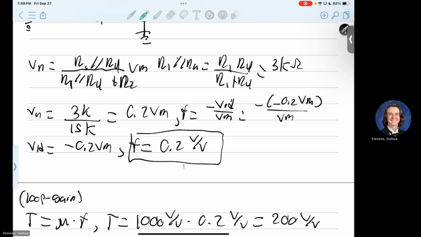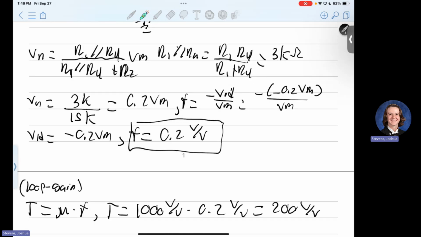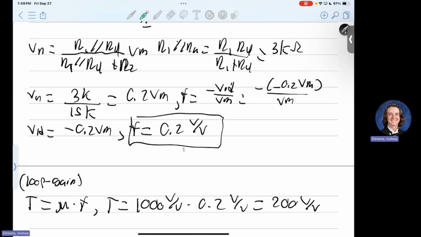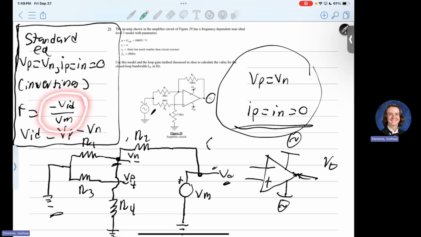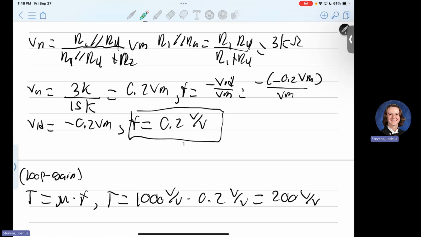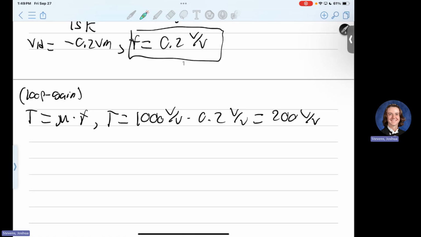So, what is it? F equals negative VID. VID we already found out to be negative. Negative times a negative equals positive. So the equation for feedback is literally negative VID over Vm. Based on the equation VID equals negative Vn, we found Vn, made it negative, made it positive. Sweet. Okay, so this equation as well, standard equation, loop gain.